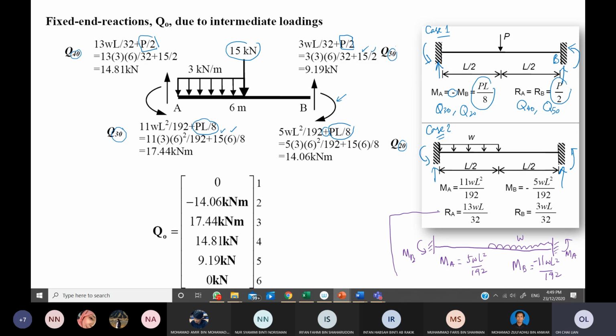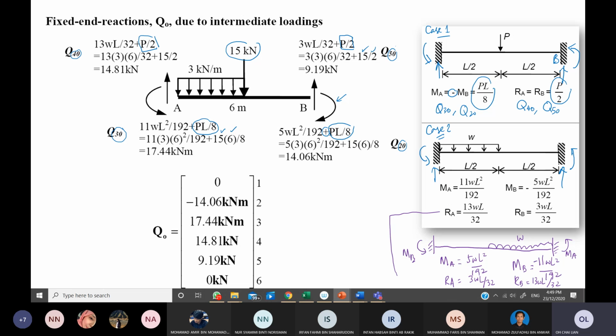So are RA and RB still the same? No, they are different, it's mirrored. So RA will be 3WL over 32, and RB will be WL over 32. So it is just mirrored. You will see that for the moments, we can still use the values here.